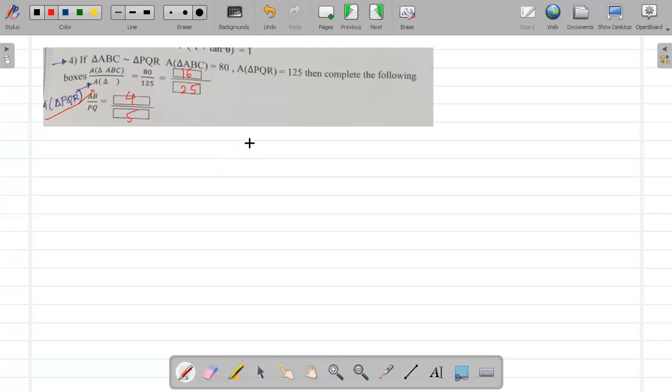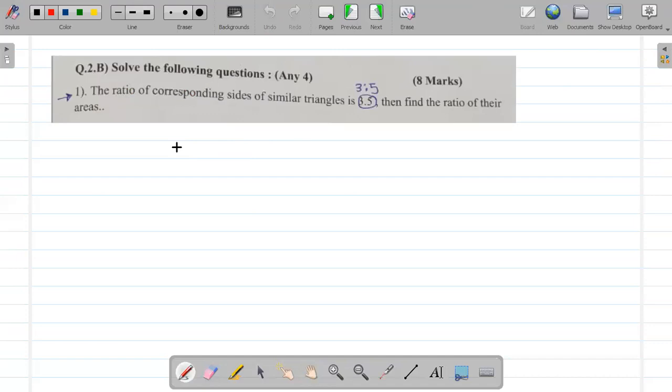Let's move on to the next question. Question 2B, the ratio of corresponding sides of similar triangles is, this is the ratio given, 3:5. Then find the ratio of their areas. So for this one, I'll quickly try to pull out the solution.